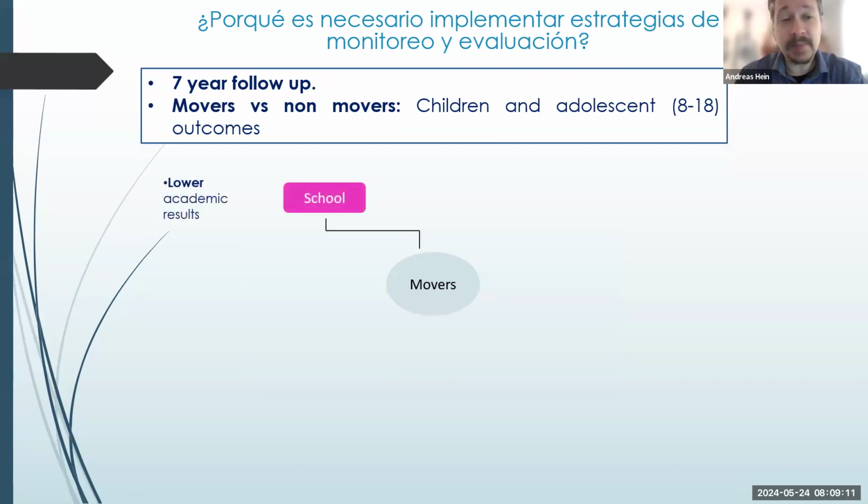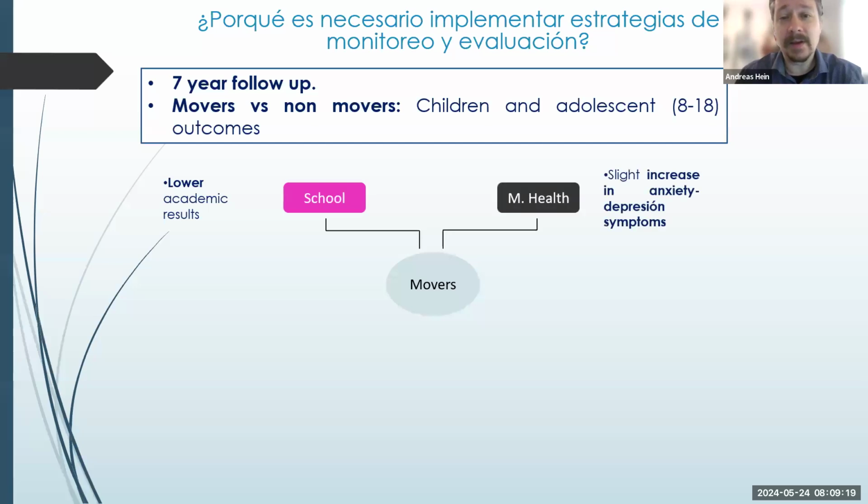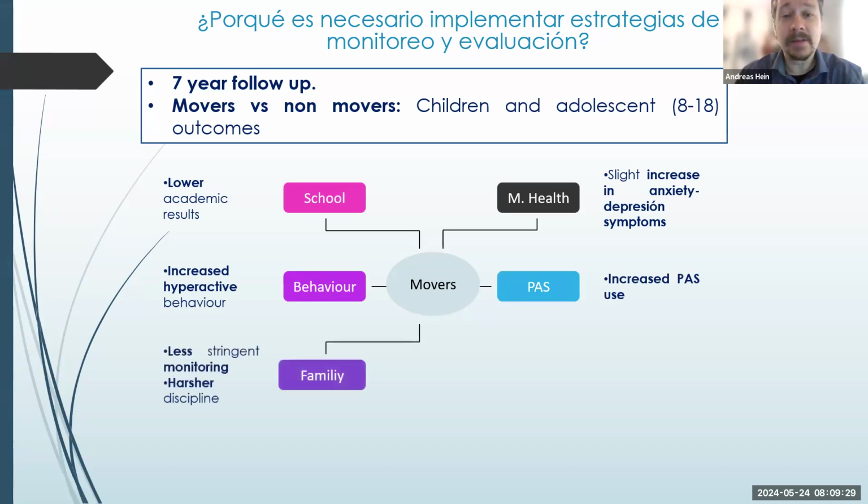What happened with children? The movers, the children that moved out, got lower academic results. They registered a slight increase in anxiety and depression symptoms. They showed an increase in hyperactive behavior. They showed an increase in psychoactive substance use too, which is our primary concern these days. Families also showed a very interesting behavior change because they perceived that the neighborhoods were safer, so they tended to apply less stringent monitoring, but increased and harsher discipline.